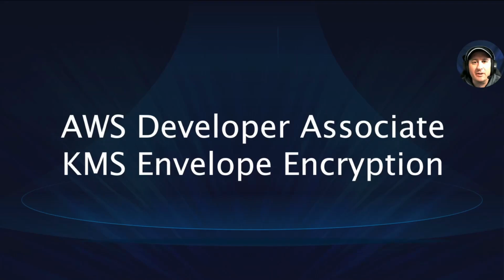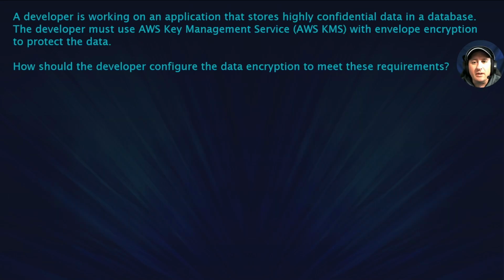Today's short video will be covering AWS KMS envelope encryption. So let's just jump right into the question for today. A developer is working on an application that stores highly confidential data in a database. The developer must use AWS Key Management Service, or KMS, with envelope encryption to protect the data. How should the developer configure the data encryption to meet these requirements?